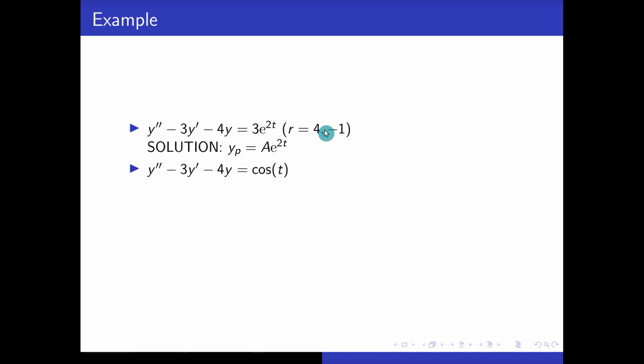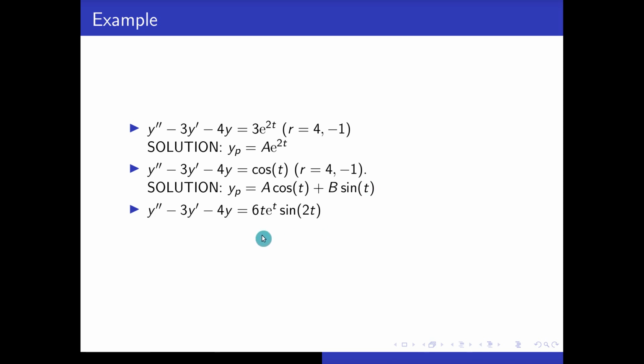Now we're keeping the same roots here so we don't have to keep thinking about them. Cosine of t, we don't have to worry about the cosine of t being part of the homogeneous part of the solution. Therefore my guess is a cosine t plus b sine t. Did everybody say that? Okay, similarly, what happens if I have a 6t e to the t sine of 2t?